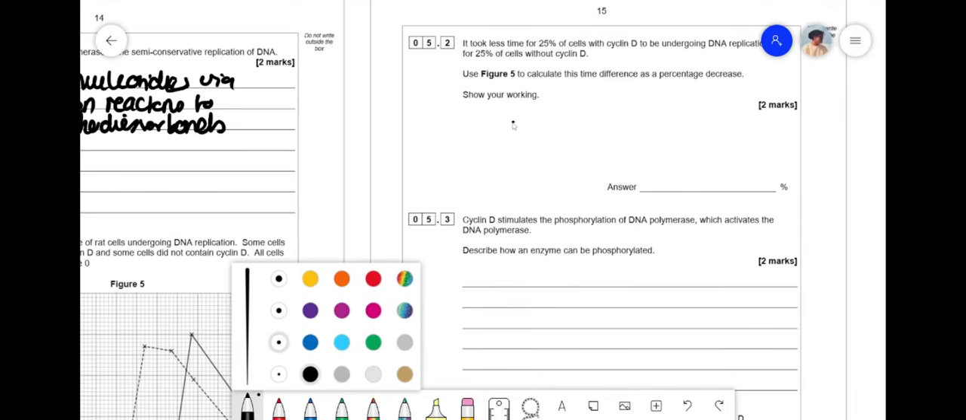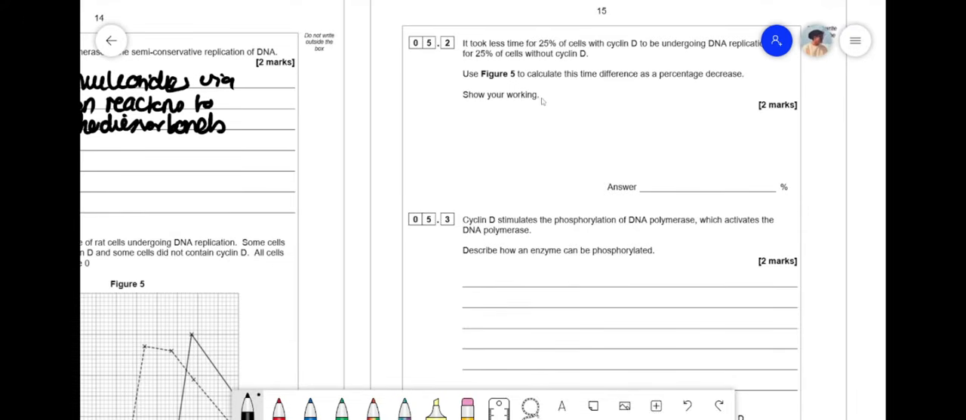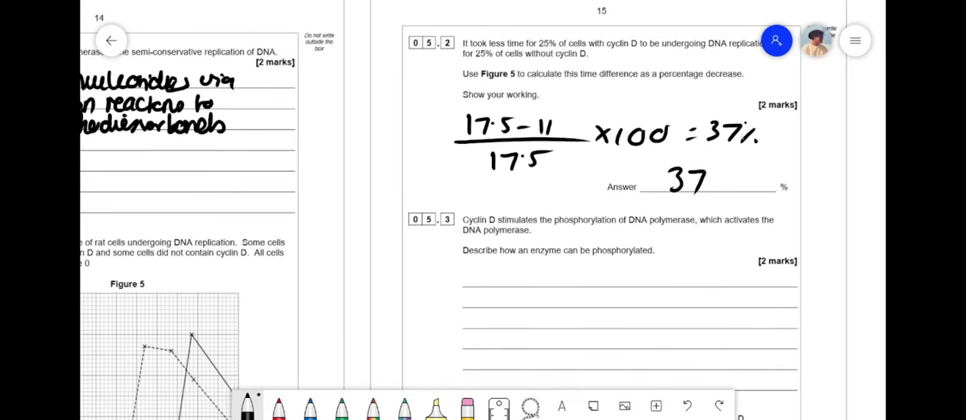Okay, so to work out the percentage difference, it's always the second value minus the first, over the first. The first in this case is the one without cyclin D, so 17.5. So it's going to be 17.5 minus the second, which is with cyclin D, 11 or 11.5 or whatever you end up reading off that grid, over 17.5, times by 100, and that gives us 37%. Now, it's probably not going to match what the mark scheme says because I've read the scale really badly, but the principle applies.